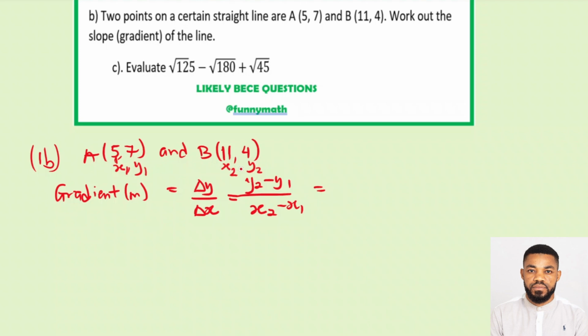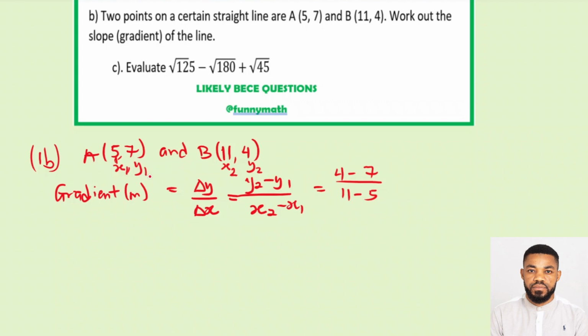So we are using these names just to avoid confusion. So now we can get Y2, Y1, X2, X1. Let's do the substitutions. Y2 from the question is 4. So that's going to be 4 minus, because the formula says we have to subtract, Y1, which is 7. So minus 7. Now over, X2 is 11 here. So we have 11 minus 5.